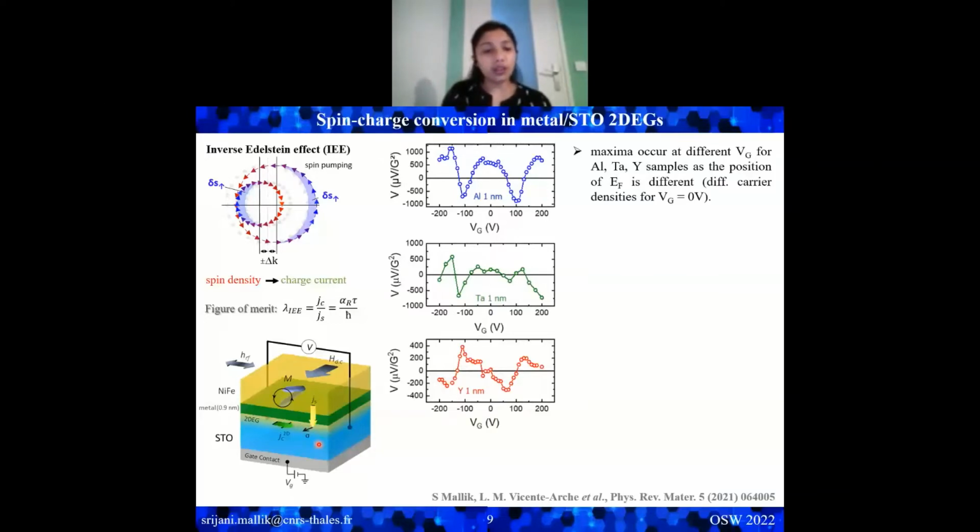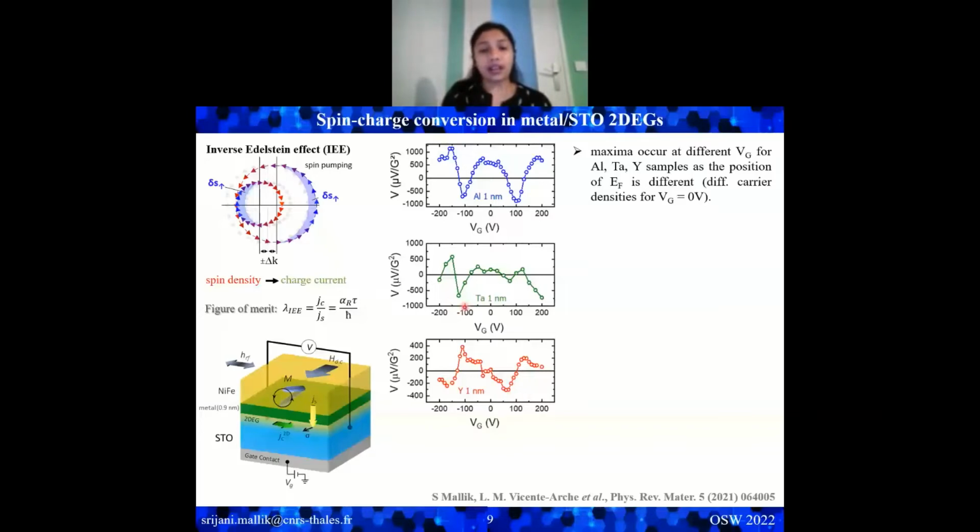And we also did gate dependent studies. So basically, if we deposit a back gate contact, then with the gate voltage, we can tune the carrier density of the samples a lot, basically by moving the Fermi surface. So we studied the spin to charge conversion in all these samples, and because the 2DEG is the same, since it's in STO, the nature of spin to charge conversion obtained for different gate voltages is also similar. We always see similar maxima. However, it's not exactly the same.